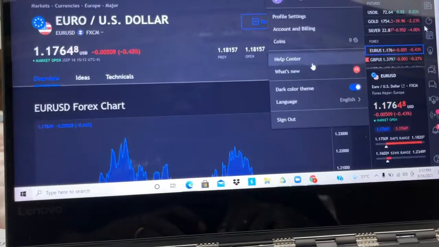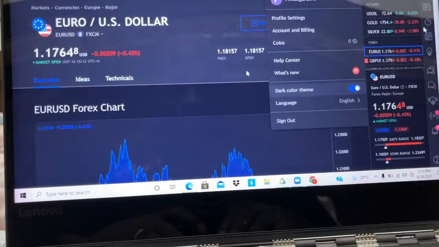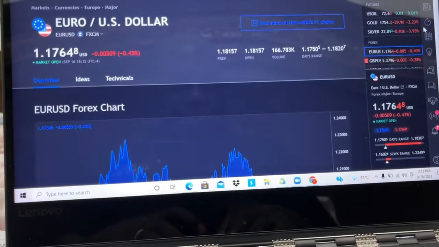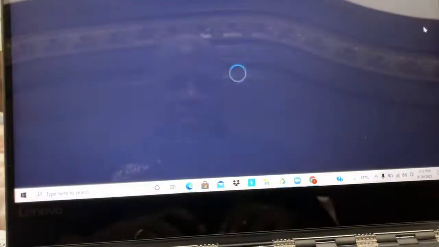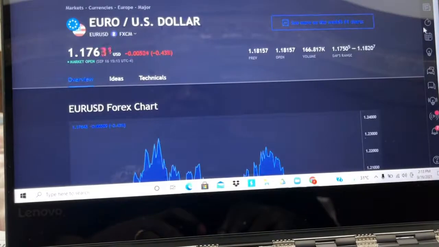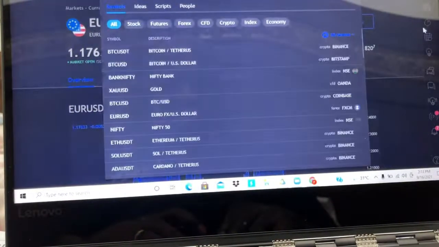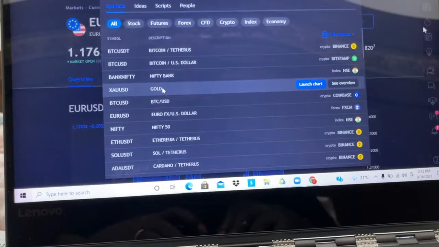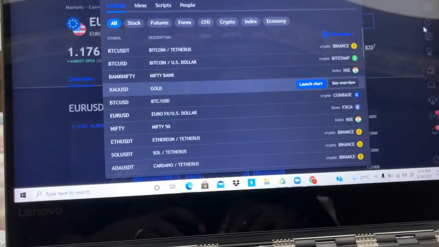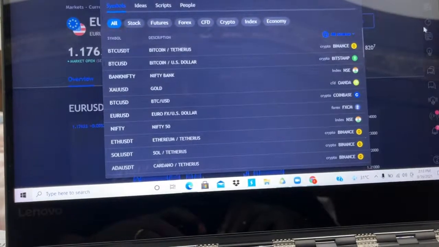How did you change the screen to black? How do I change the screen to black? Okay, all right, I'm going to show you. TradingView has a theme, and I'm going to show you how to find it. The first thing you have to do is go where it says search and type a particular pair in. You can type in any pair, like EUR/USD.